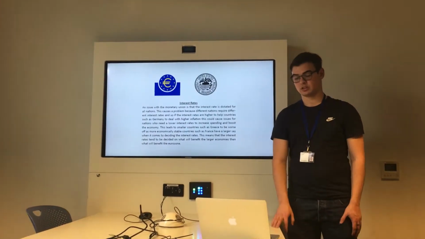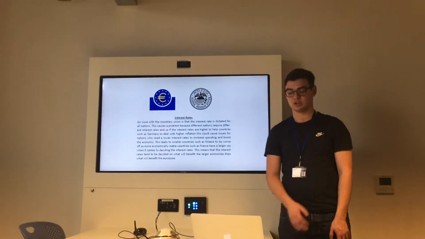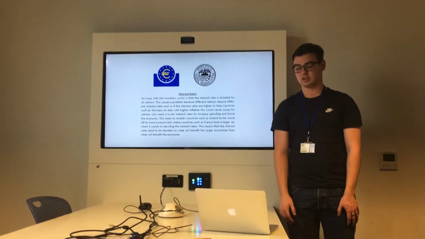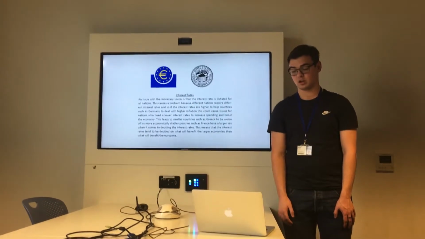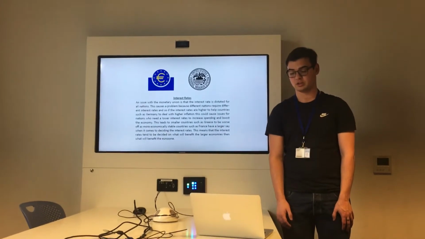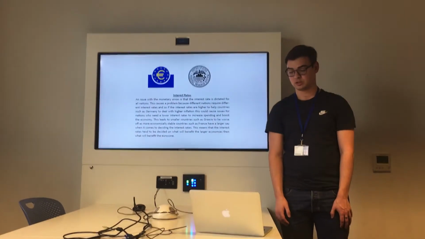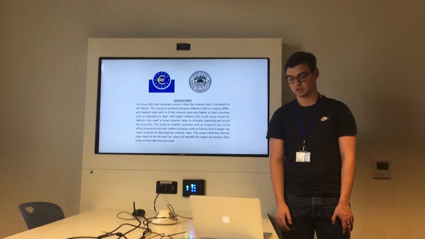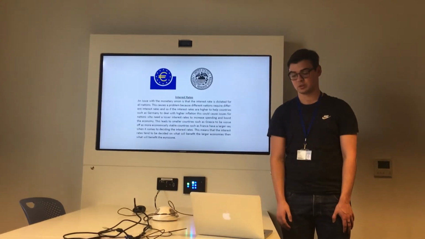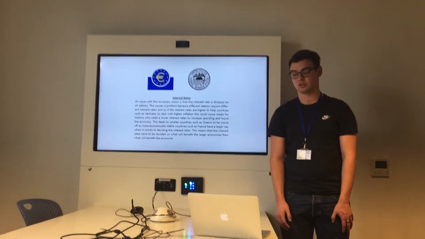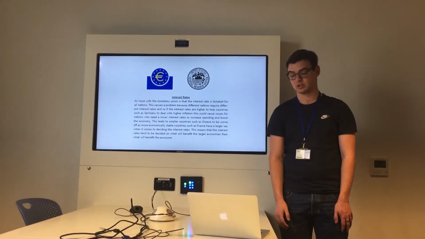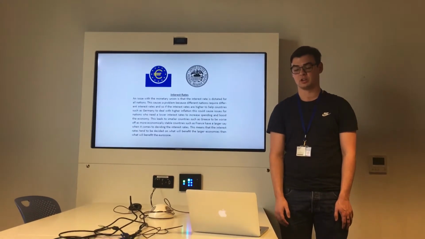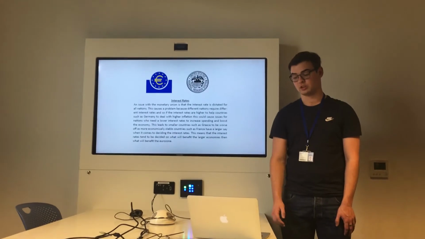Finally, interest rates. An issue with the monetary union is that the interest rate is dictated for all nations. This causes a problem because different nations require different interest rates, and so if the interest rates are higher to help countries such as Germany deal with higher inflation, this could cause issues for nations who need a lower interest rate to increase spending and boost the economy. This leads to smaller countries such as Greece being worse off, as economically stable countries such as France have a larger say when it comes to deciding the interest rate. This means that interest rates tend to be decided on what will benefit the larger economies rather than what will benefit the Eurozone.